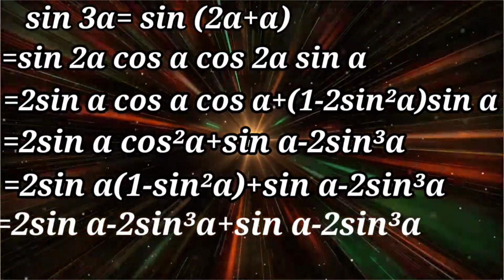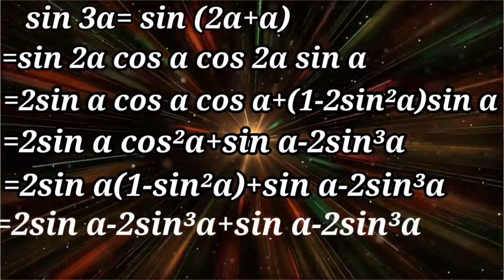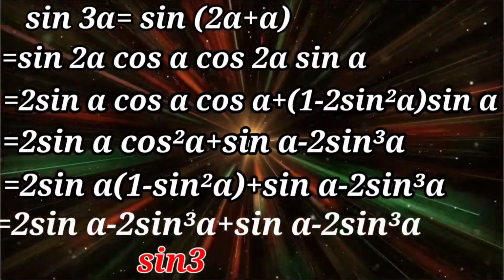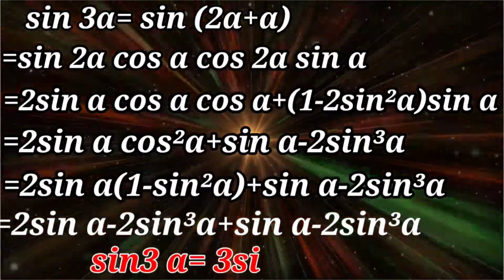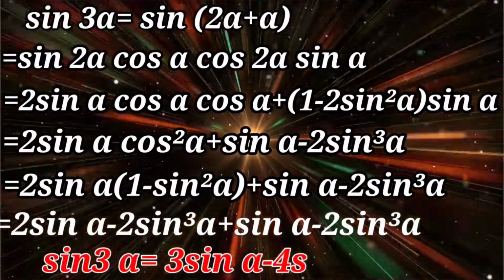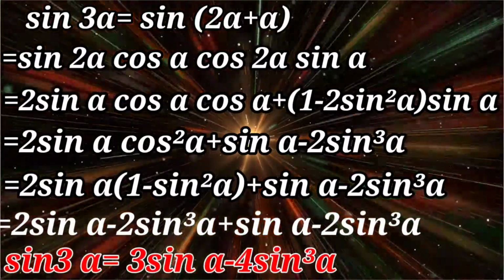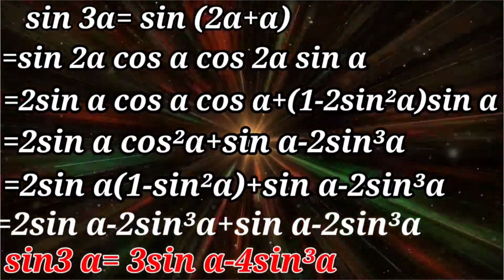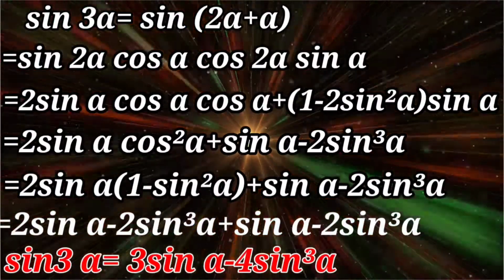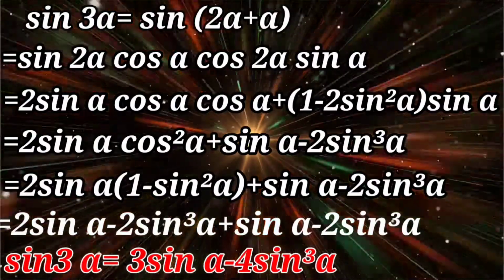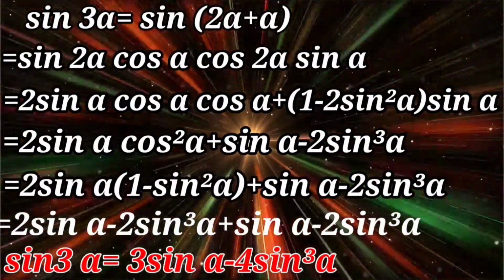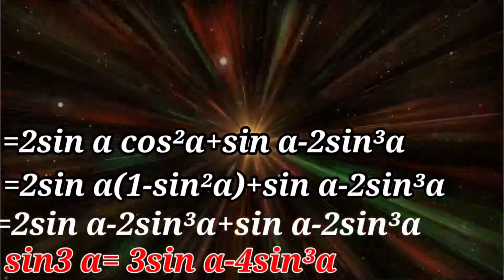2 sin α plus sin α is equal to 3 sin α, and minus 2 sin³α minus 2 sin³α is minus 4 sin³α. So sin 3α is equal to 3 sin α minus 4 sin³α. Now the triple angle identity for sine is solved.